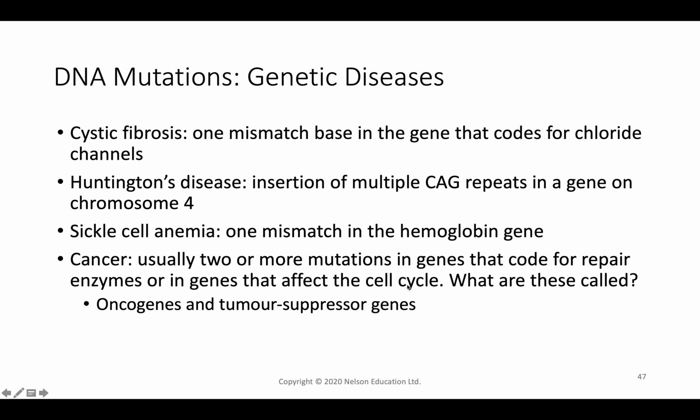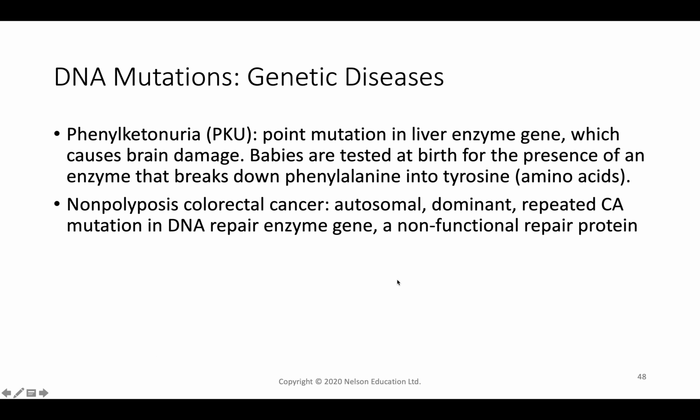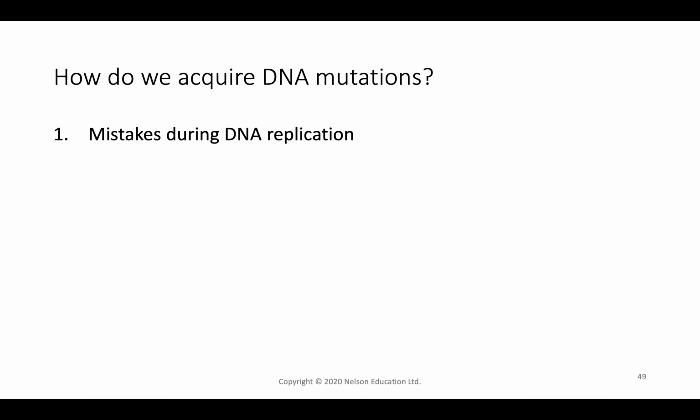So when I say you don't have brakes, it means the cell cycle is never being stopped. It's just on all the time, right? Here's another couple examples of genetic diseases like PKU and colorectal cancer. But let's talk about how we get DNA mutations.